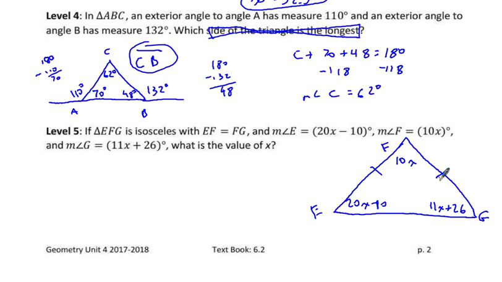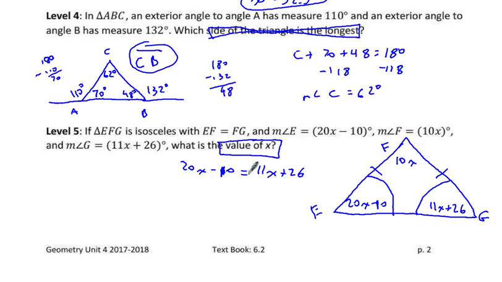That tells me that these angles, E and G, are congruent. And if I want to know what the value of x is, the fastest approach is to say 20x minus 10 equals 11x plus 26 using the isosceles triangle base angle theorem. And the 10x is an extraneous piece of information.